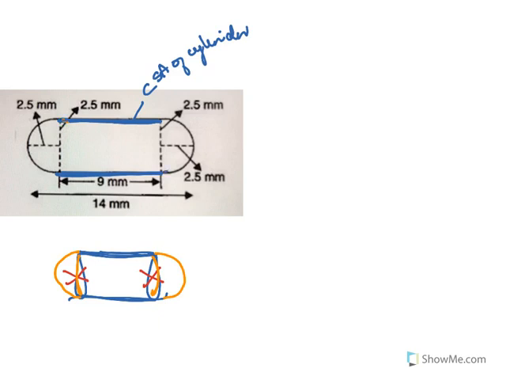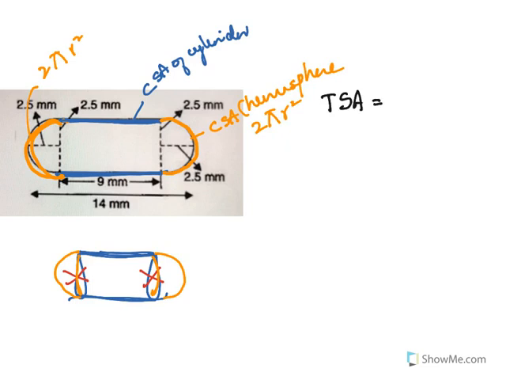Then we need to take this surface and this surface. Now both these surfaces are the CSA of a hemisphere, which is 2 pi r square, and this also is 2 pi r square. So the TSA of this figure has got 3 parts. This is 1, which is 2 pi rh. Then it has this 2, which is 2 pi r square, and it has this third one, which is another 2 pi r square.